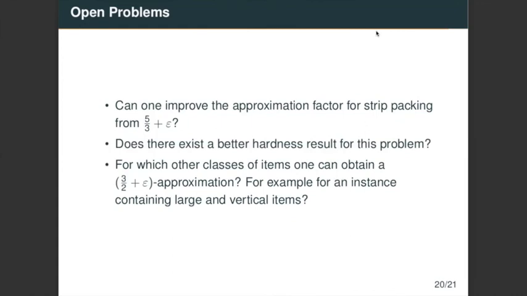Another open problem is to find other classes of items or other combinations of the classes of items for which one can obtain a 3/2 plus epsilon approximation algorithm. For example, in this paper, we considered all the classes of items but the large items. And what we think might be interesting is an instance containing only large and vertical items.